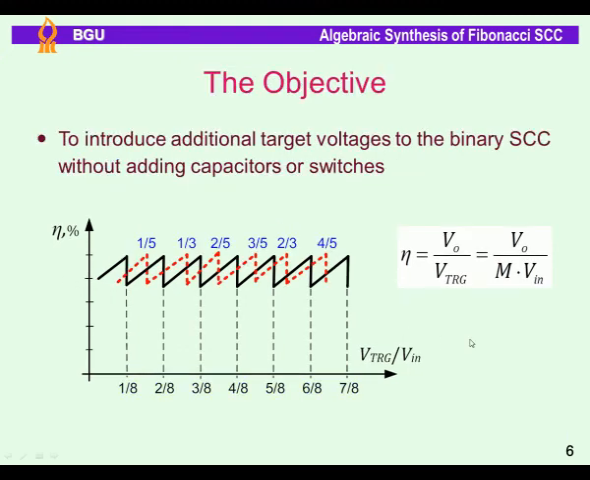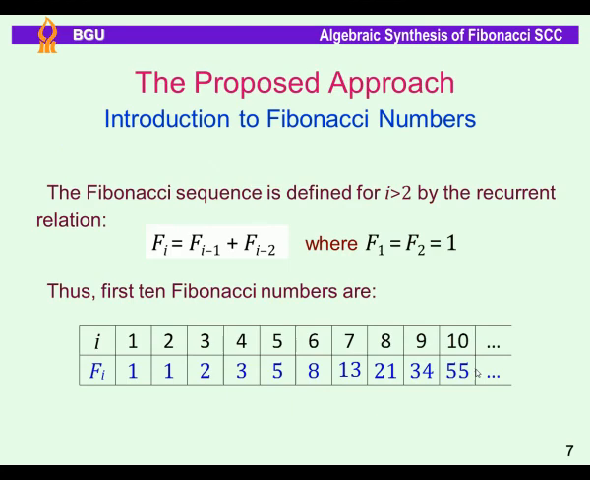The objective of this study was to introduce additional target voltages to the binary SCC without adding capacitors or switches. The expected total efficiency comprises additional peaks, red dashed line, which follow the Fibonacci number system. The proposed approach to synthesize a Fibonacci SCC is based on the properties of the Fibonacci sequence.